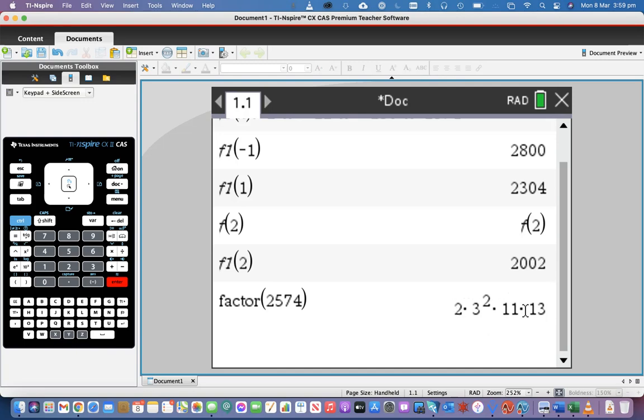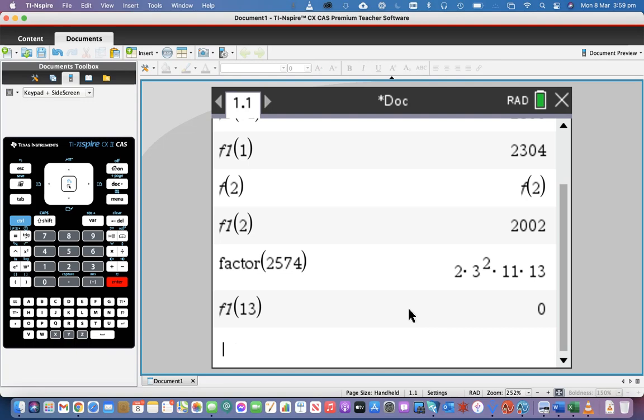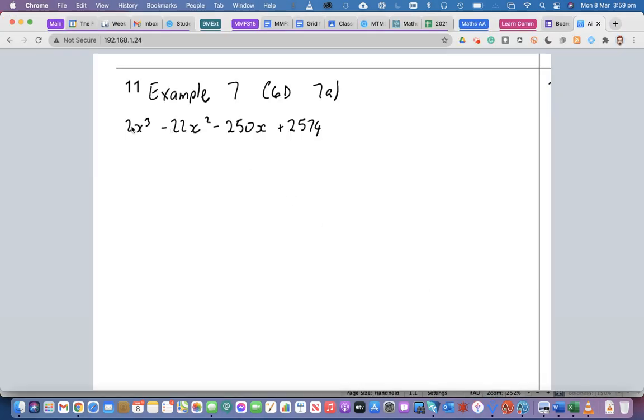These are the prime number factors, but then you can multiply the prime numbers together to get other factors. But I can try the prime factors first. So I can go f1 of 13. Oh, that gives me 0. So I know that x minus 13 is a factor, for example. So if I was doing this by trying to find a linear factor, I've just found one. X minus 13 is a factor of this thing here. So that would be handy.